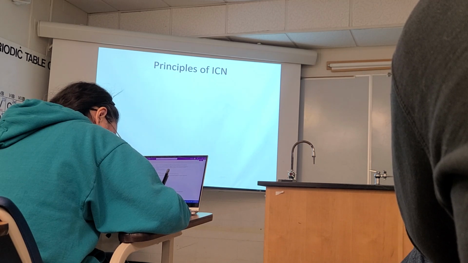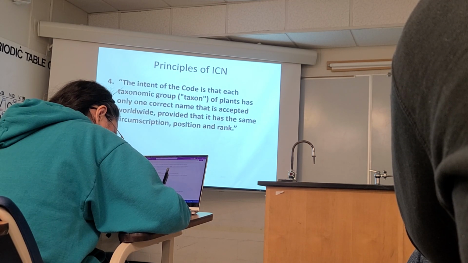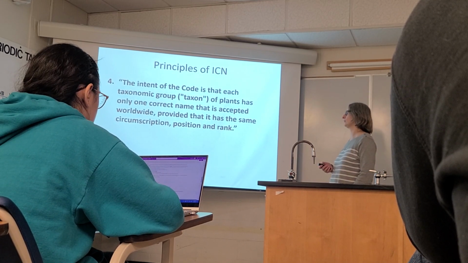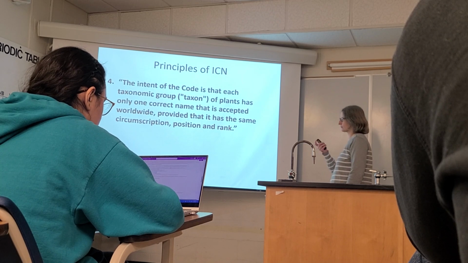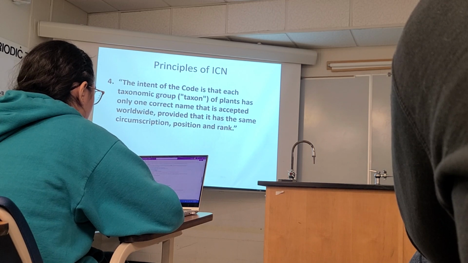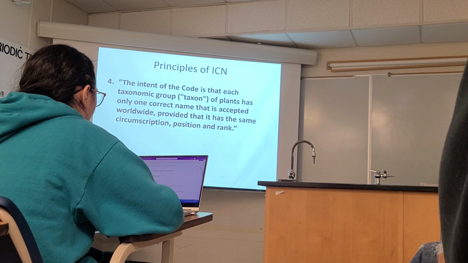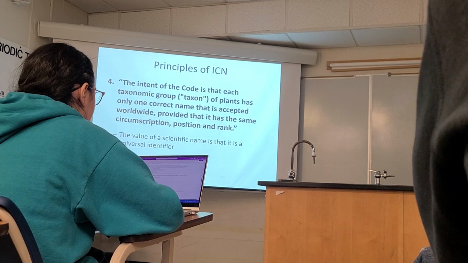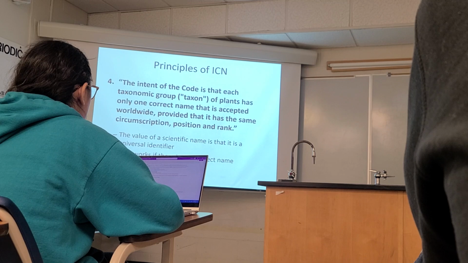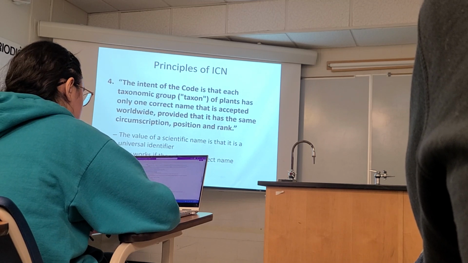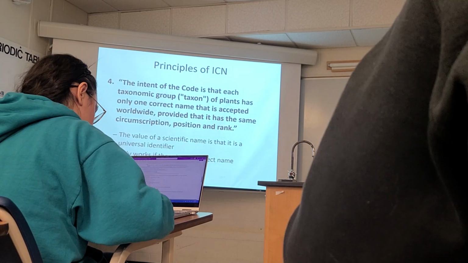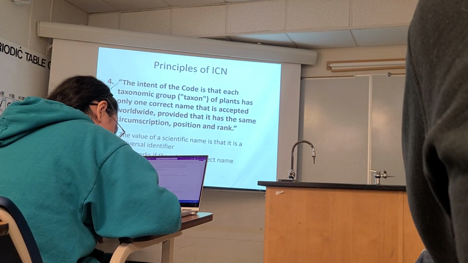Okay, number 4. The intent of the code is that each taxonomic group of plants has only one correct name that is accepted worldwide, provided that it has the same circumscription, position, and rank. The only way that this universal method of naming things, this formal system of naming things, works is if there's only one name for every organism. If you start having situations where one country does one thing one way, another country does it another way, you no longer have a universal identifier. That organism, that species, can only have one name. Otherwise it doesn't work.